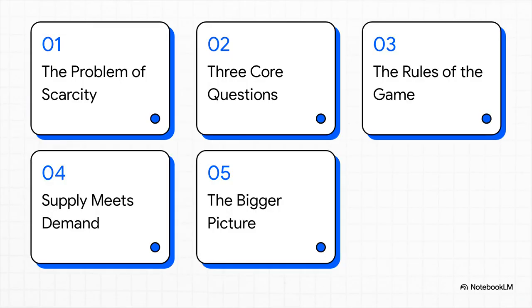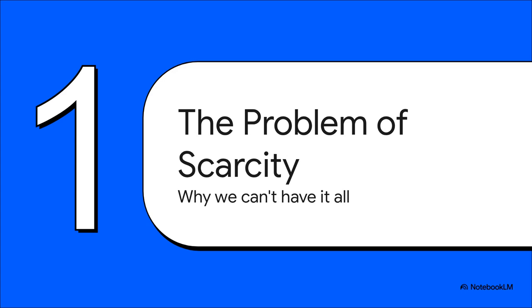So here's our game plan. We'll start with that problem of scarcity, then see how whole societies answer three core questions. We'll explore the different rules of the game, then dive into the engine of supply and demand, and finally, we'll zoom out to look at the bigger economic picture. So, we've already figured out that scarcity forces us as individuals to make choices. But what happens when you scale that problem up to millions or even billions of people? That's where we're headed next.